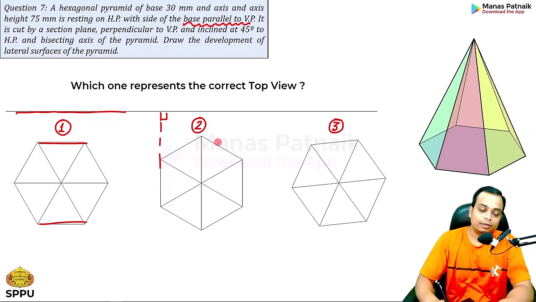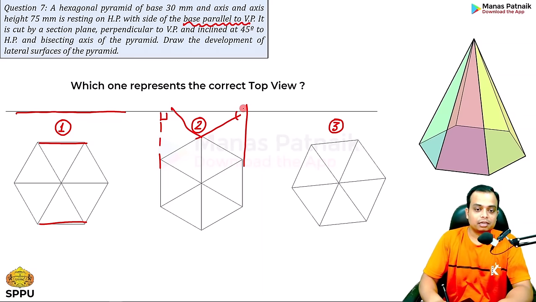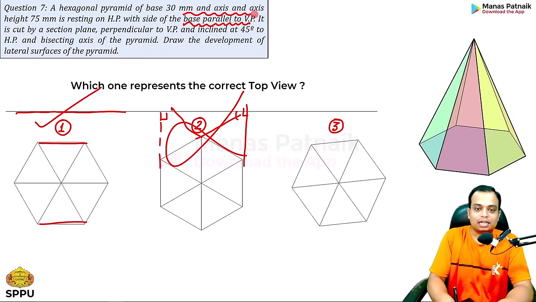That means it is perpendicular to VP. Sir, this also happens to be inclined. This also happens to be inclined. This is again perpendicular. So rejecting, we have to accept this. The reason being very simple, base has been kept parallel to VP.